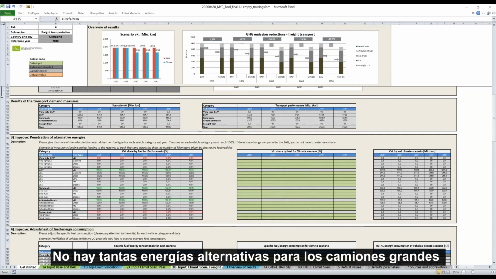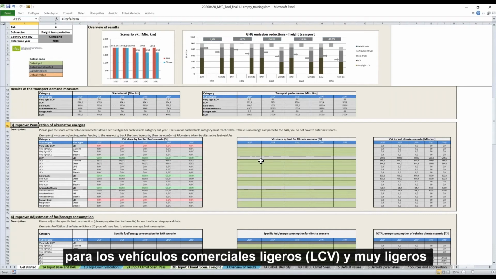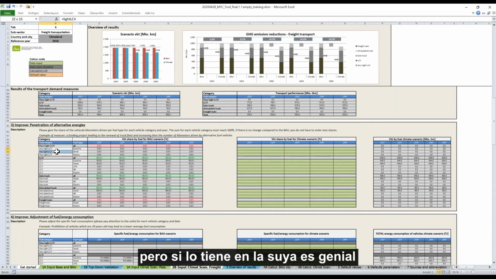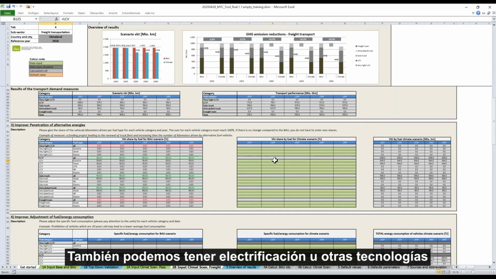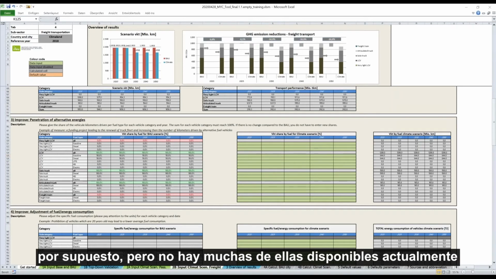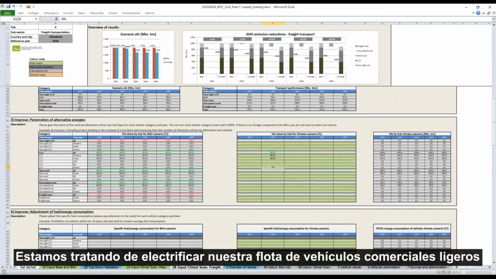There are not so many alternative energies for trucks. For the big ones, it's not quite usual to have a lot of alternatives. For light commercial or very light, we don't have any very light in our city currently, but if you have them, you can also have electrification. There are some other technologies, of course, but not so many of them are available currently, at least at an affordable price. What we say is that we are trying to electrify our fleet of the LCVs.